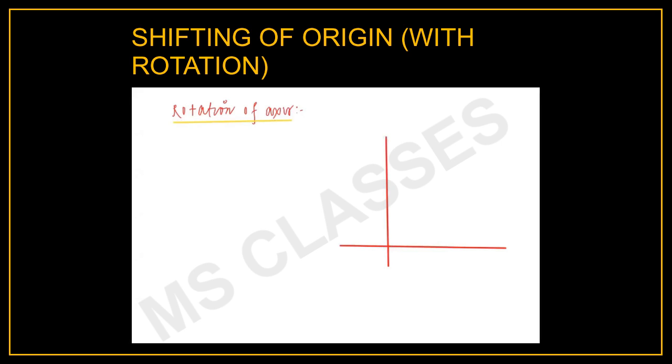Here we have the y and x axes. Now this Cartesian system is rotated by an angle of theta. So automatically the x and y axes both will be rotated by the same angle. So this angle is theta.